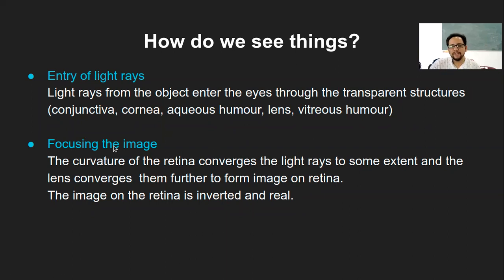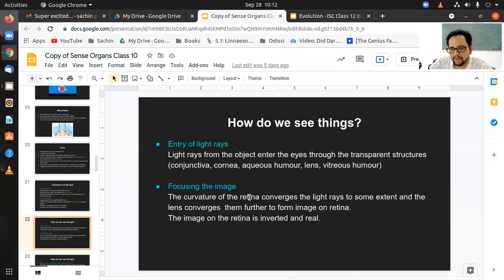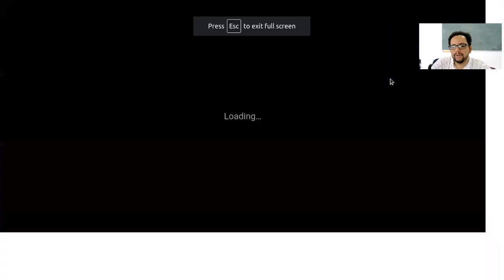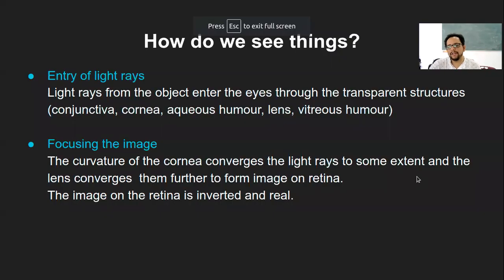Then focusing the image, the curvature of the retina converges the light rays to some extent, and the lens converges them further. Sorry, this should be the cornea, the curvature of the cornea, not the retina. Let me just correct it because that is totally wrong. Cornea. So the curvature of the cornea will converge the light rays because it's the outermost structure. Outermost is as in like after conjunctiva.